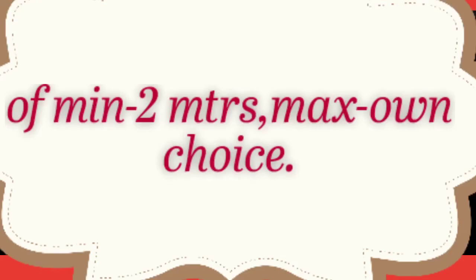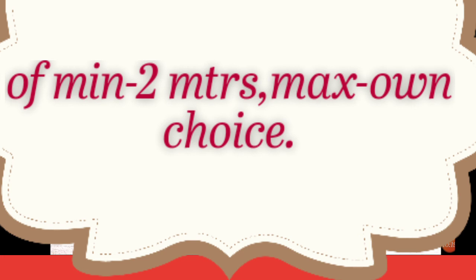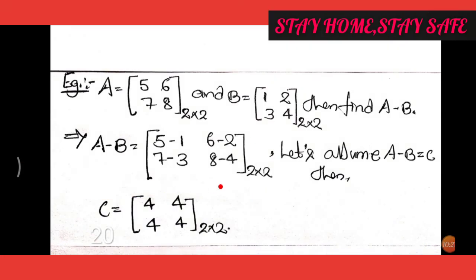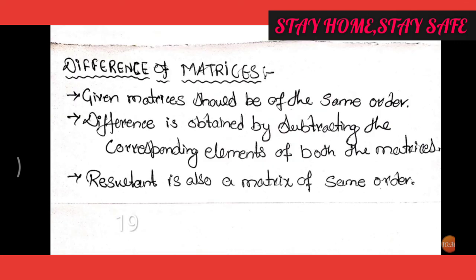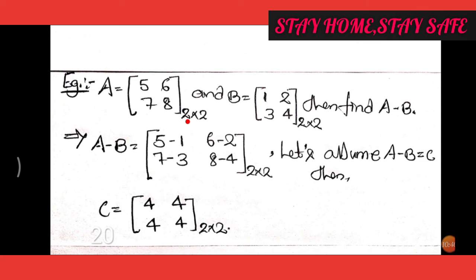Then C is equal to 4 4 4 4, as we get 5 minus 1 is equal to 4, 6 minus 2 is equal to 4, 7 minus 3 is equal to 4, and 8 minus 4 is equal to 4. So we can say that the resultant is also a matrix of the same order, 2 by 2 as given in the question. They both are of the same order, as the first condition itself says that given matrices should be of the same order. So here we have two matrices of the same order.